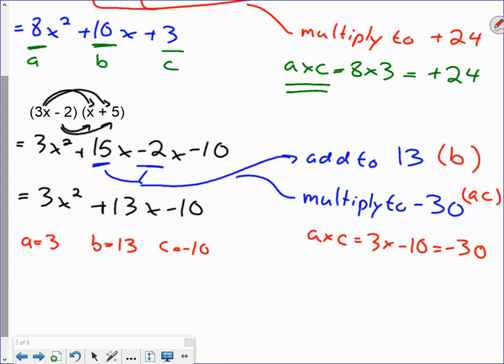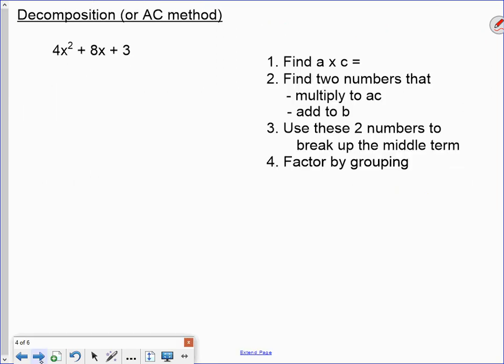So we can use this relationship to work backwards and develop a method for factoring our trinomials. So here's how this method is going to work. This is called decomposition. It's also known as the AC method because we use this relationship between the numbers we're looking for and a times c. But here's how it works.